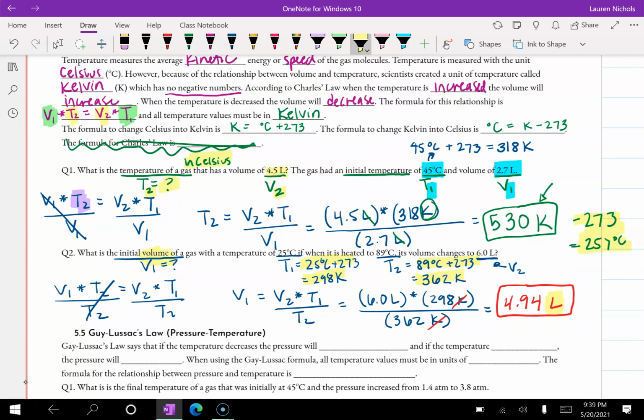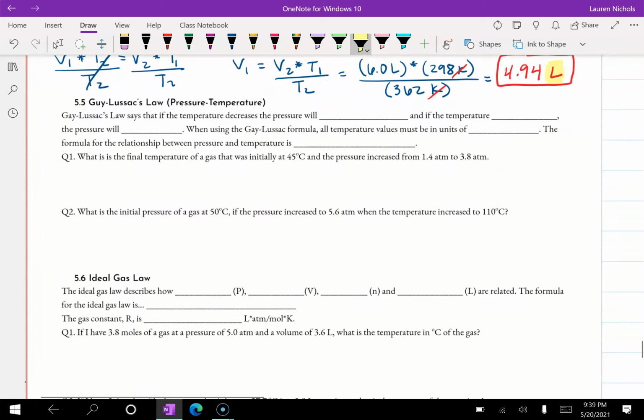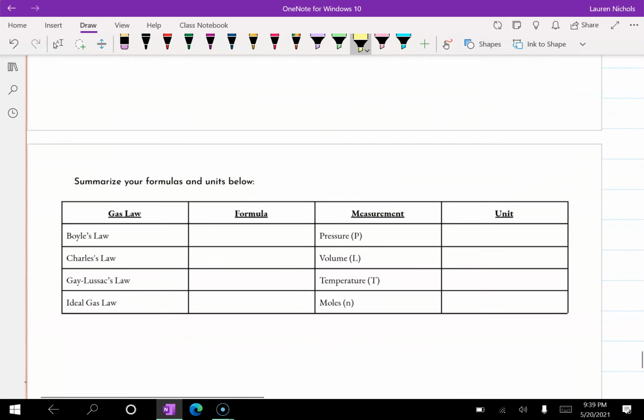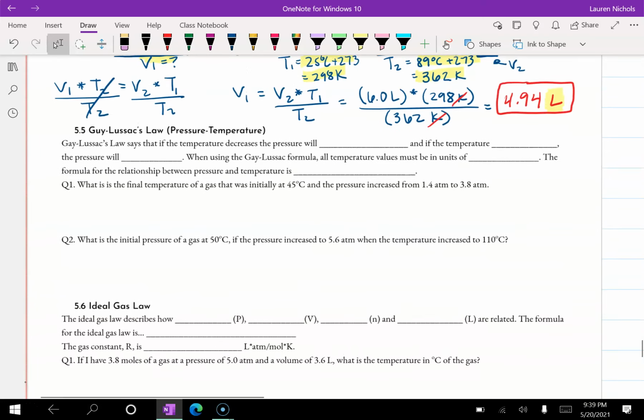So the next video will go through the remaining 2 gas laws, and we'll wrap up with a summarizing chart that will be helpful for you as you take your exam.